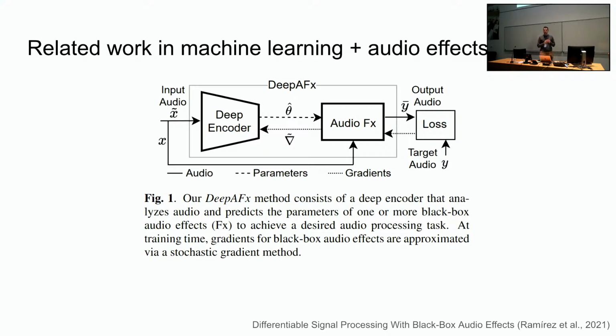But they use gradient estimation with an interesting technique called SPSA, and with that they're able to train a deep encoder to predict the parameters that should be used in order to achieve a certain effect. So if their goal is to make it sound like a professional recording audio podcast, they have a deep encoder that can listen to the input audio and decide the parameters to pick for their compressor and gate and various other effects in order to make the audio sound clean and professional.